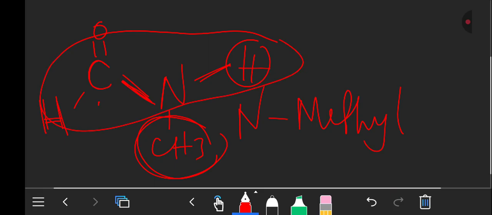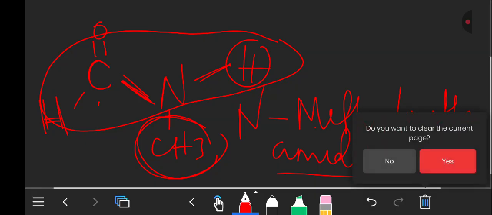So this one, it's methane. Okay? Methane amide. So that would be the name of this amide. So let's look at another example so that we just get to have a clear picture.